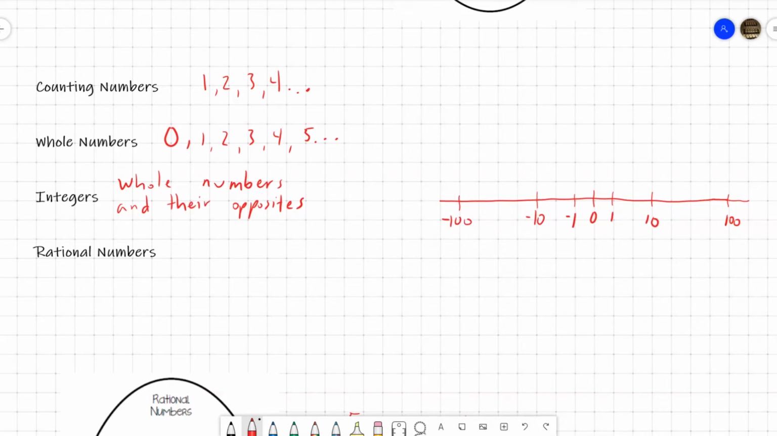So opposite of 75, -75, right? So it's just the opposite side of a number line. If I were to take my number line and fold it in half, 1 and -1 would match up, 10 and -10, 100, -100, those numbers would match up. And so those are opposite numbers. So any whole number is an integer, and any opposite whole number is also an integer. So that's an important distinction there. So whole numbers and opposites.